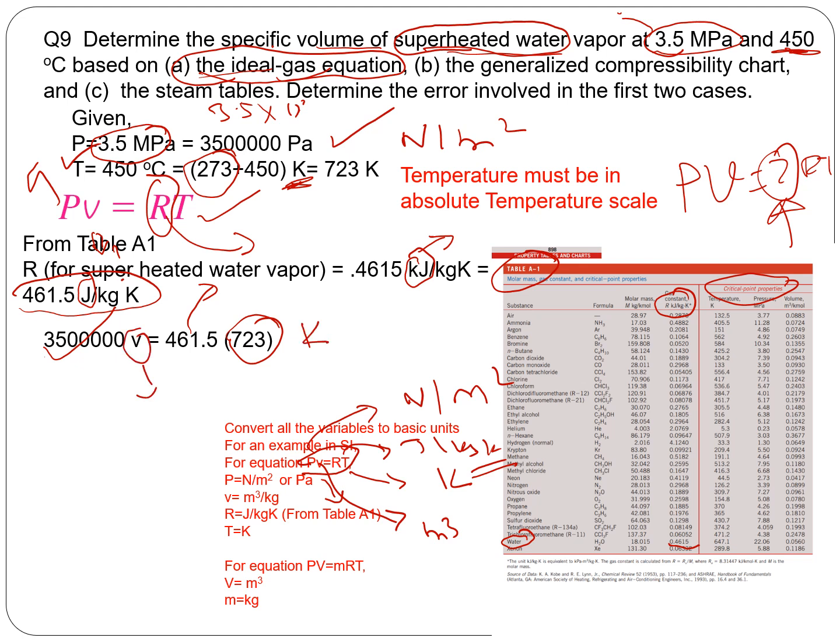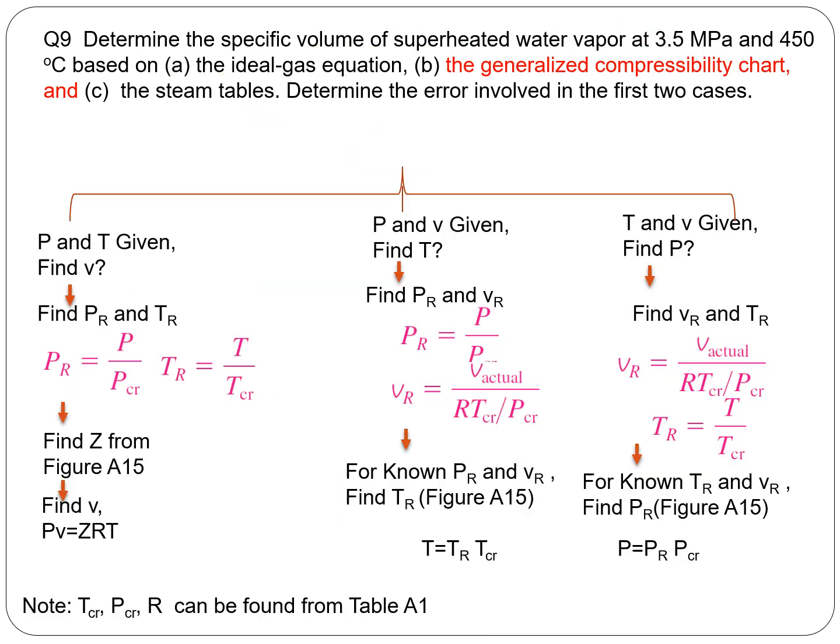Now this should give you the answer in meter cube per kg. So that's how you solve the problem using the ideal gas equation. The second is that you may have to use the generalized compressibility chart. So there are three options. I think we discussed this in the class as well.